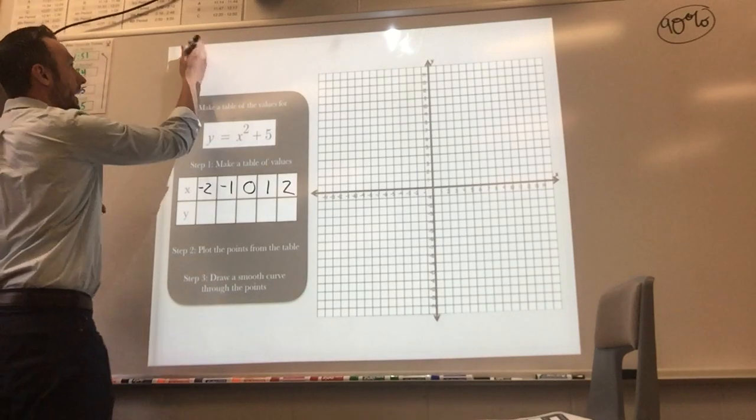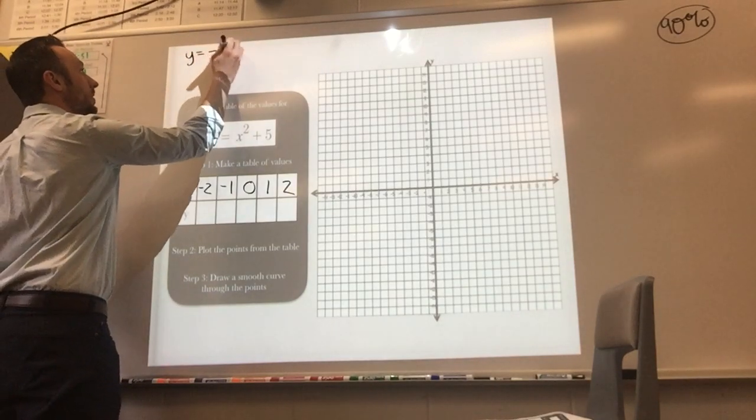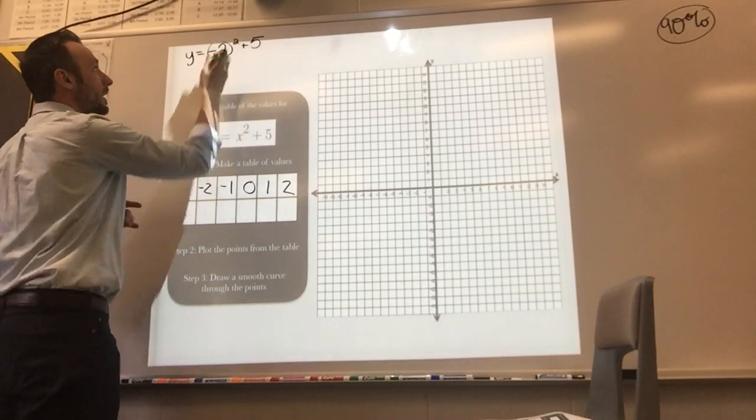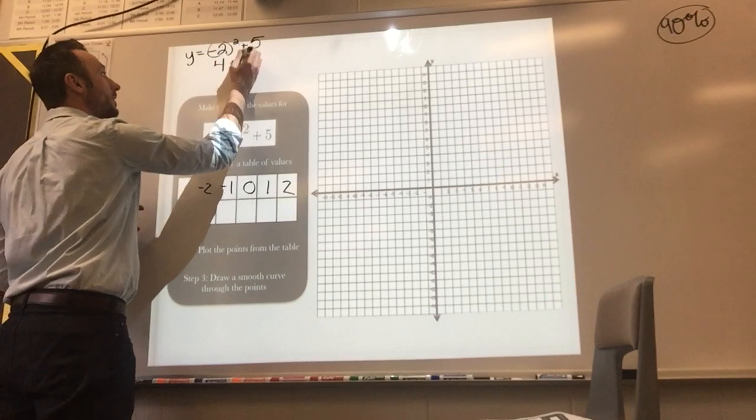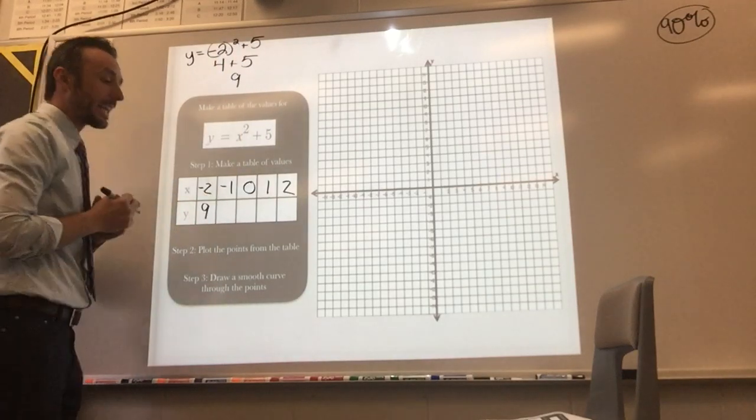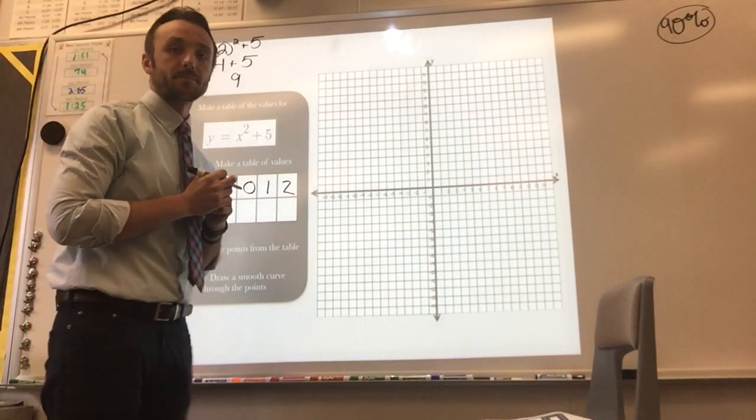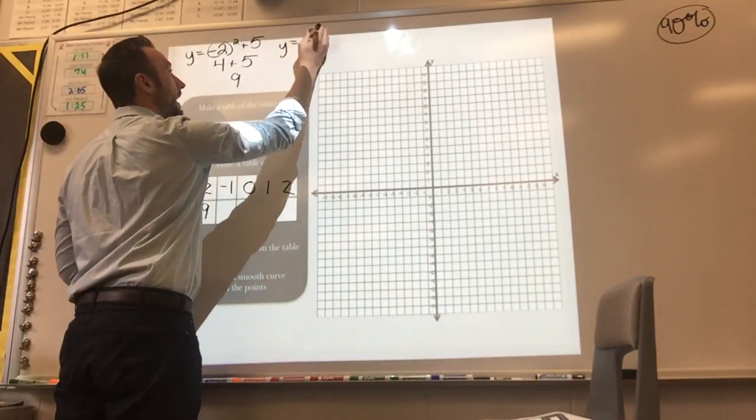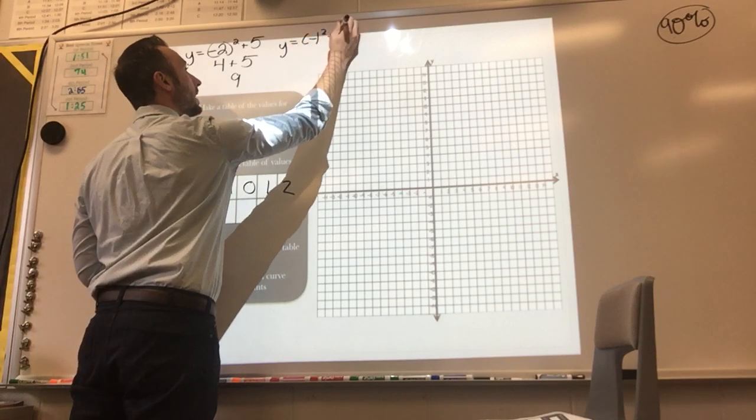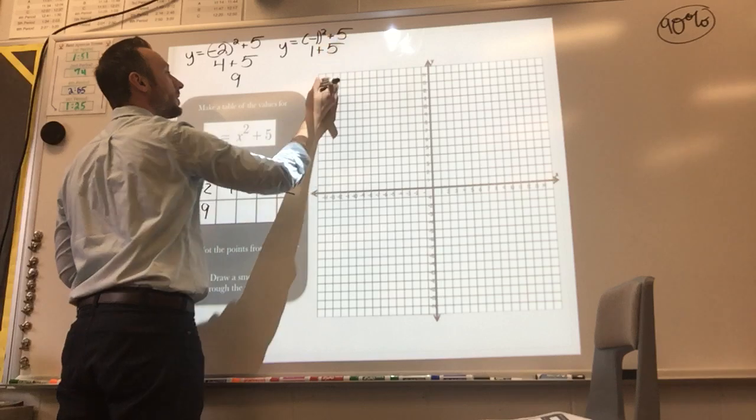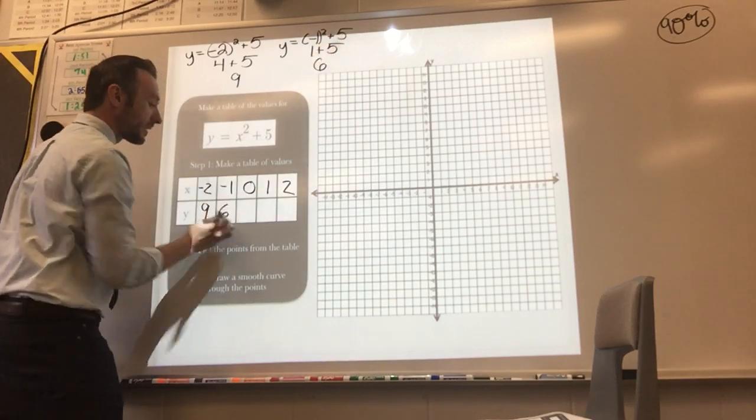So y equals (-2) squared plus 5. That will be 4 plus 5, and that'd be equal to 9. So my first value is -2, positive 9. Next one is -1. So y equals (-1) squared plus 5, got my parenthesis. That is the same as 1 plus 5, and that would be equal to 6.